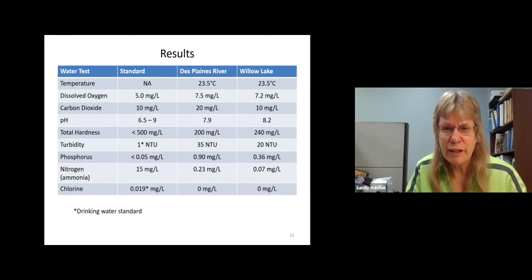And phosphorus, this is the key one. Notice that phosphorus is very high. It's at 90.9 milligrams per liter, which is almost 20 times higher than the state standard. And the lake was also very high, about 7 times the state standard, so very high. And ammonia nitrogen, these both were under 15, so these are very good. And chlorine was 0, which is kind of what we expect for samples that are natural and not something that's been treated already from a sewage treatment plant or something.